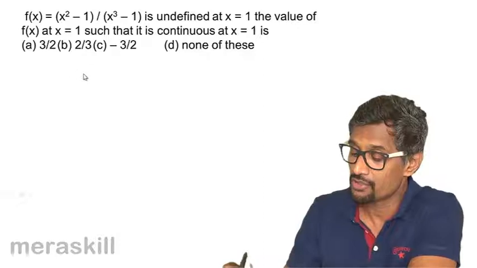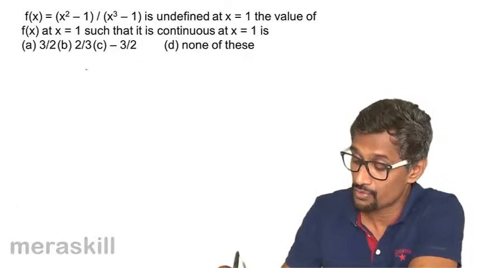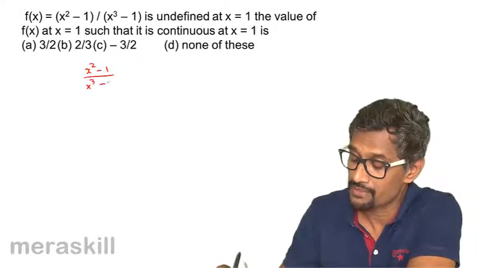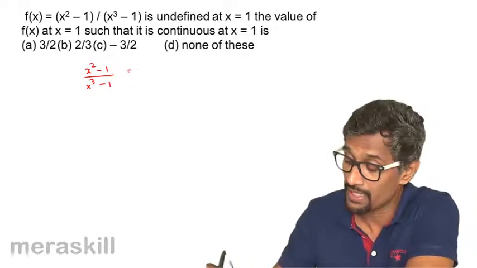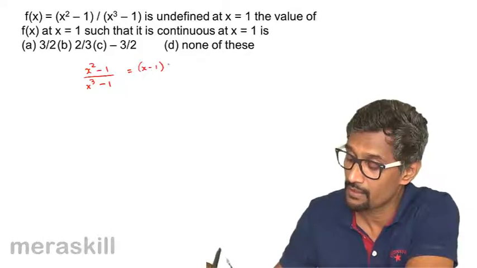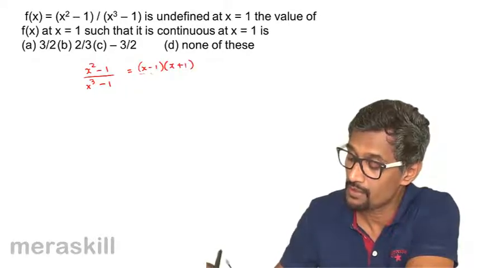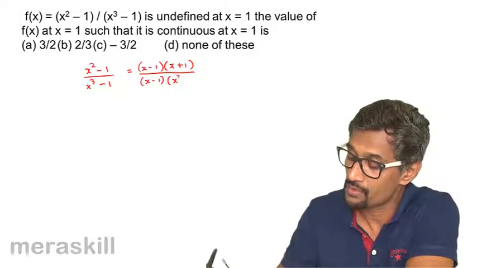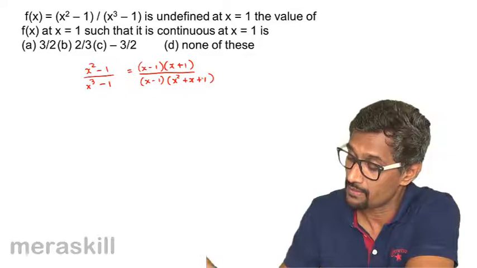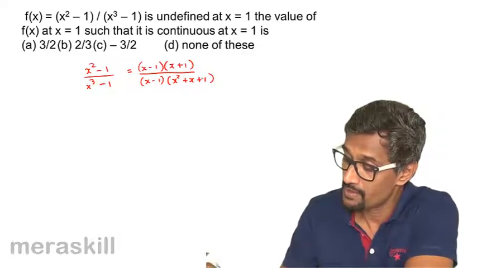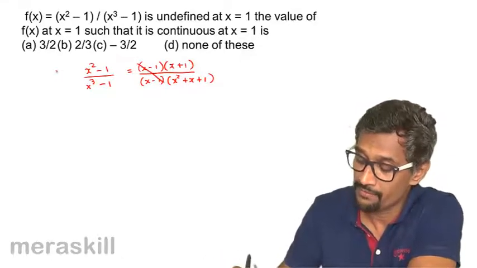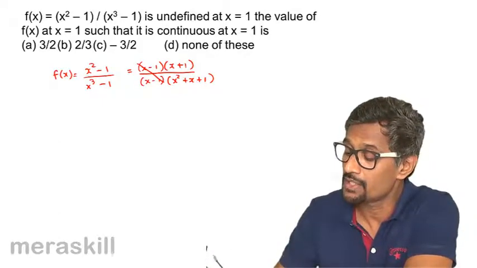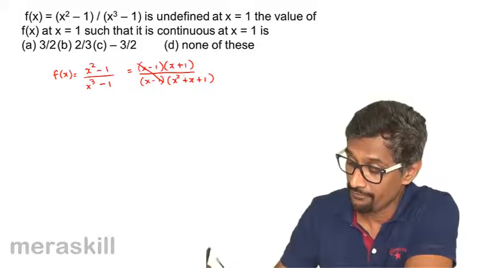To make it continuous at x equal to 1, what do we have to do? We have x squared minus 1 divided by x cubed minus 1. So we are going to write it as x minus 1 into x plus 1 upon x minus 1 into x squared plus x plus 1. So this gets cancelled, and f of x becomes this. But we want it to become continuous when x is equal to 1.